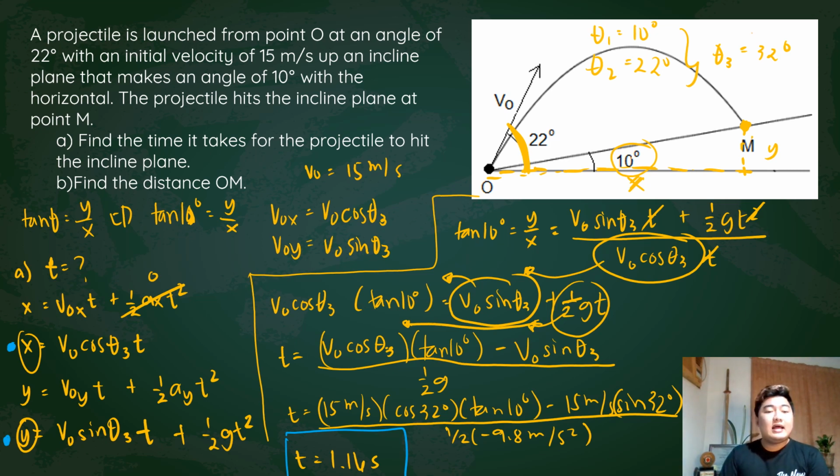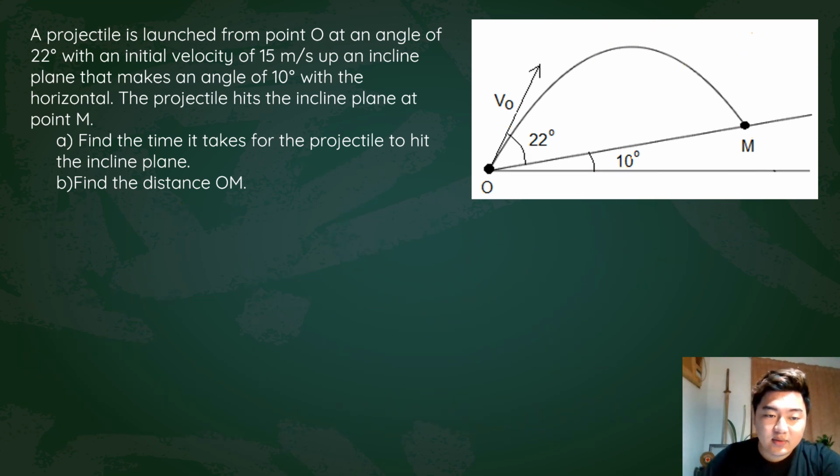Okay? Now, that's for letter A. For letter B, we need to solve for the distance between point O and point M. So how do we solve for the distance between point O and point M? Remember that your resultant can be solved using the components with the Pythagorean theorem. So now for B, find distance OM.